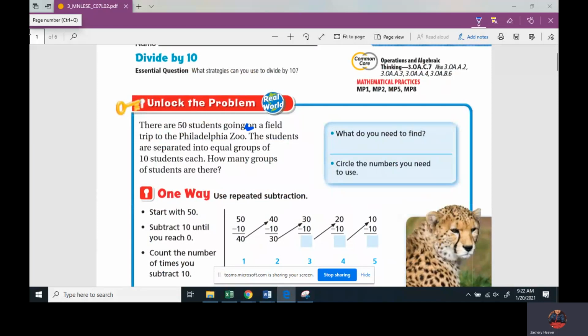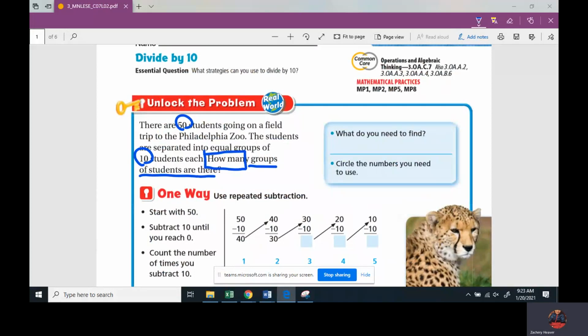There are 50 people going on a field trip to the Philadelphia Zoo. The students are separated into equal groups of 10. Okay, make sure you circle that. And we always got a box. How many? Because that's what it wants to know. How many what? Groups of students are there?